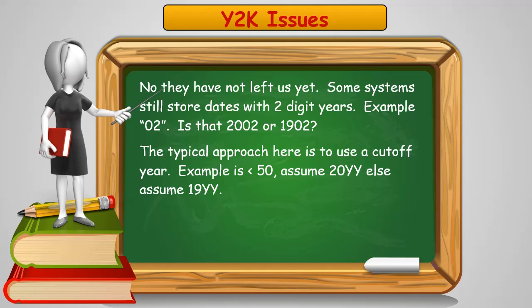Now, 22 years later, I would have liked to think the Y2K issue had left us, but it hasn't. There are still some systems that store dates with two-digit years. For example, they'll store 02 instead of 2002. Or is it 1902? The typical approach here is to use a cutoff mark as the year. For example, we'd say if it's less than 50, assume it's 20YY. Else assume it's 19YY. That's really all you can do when dealing with Y2K issues.